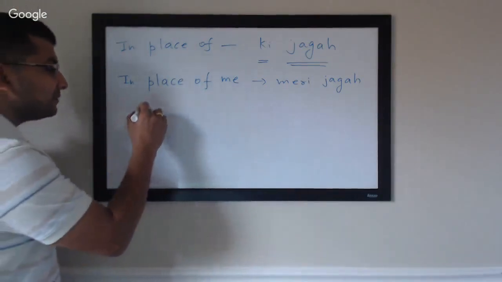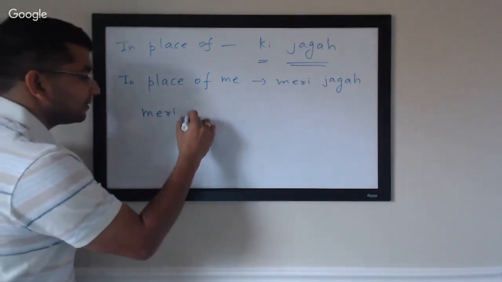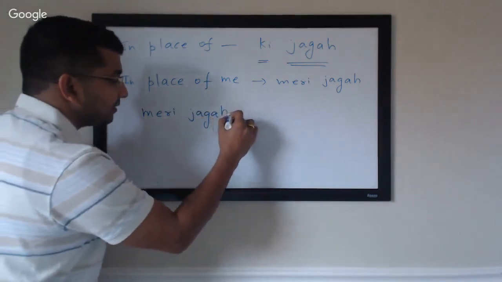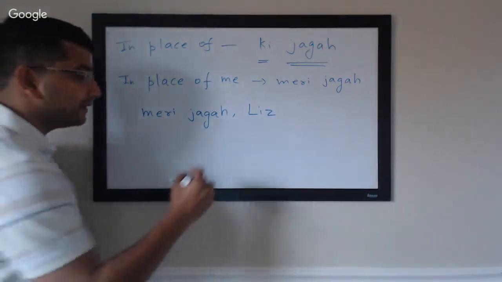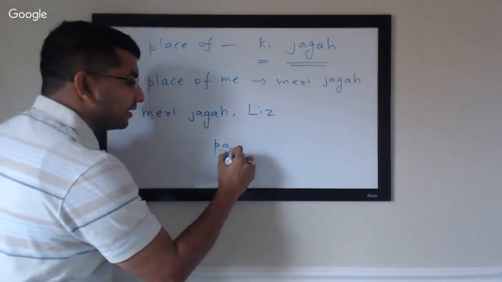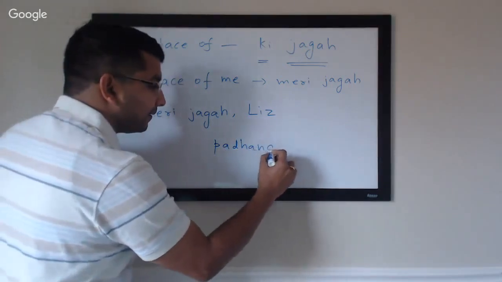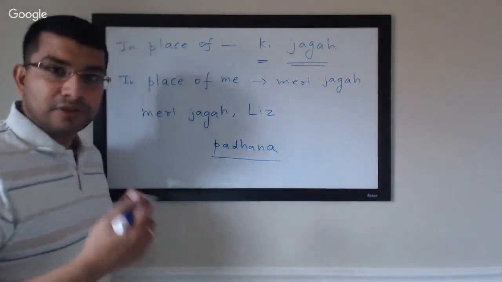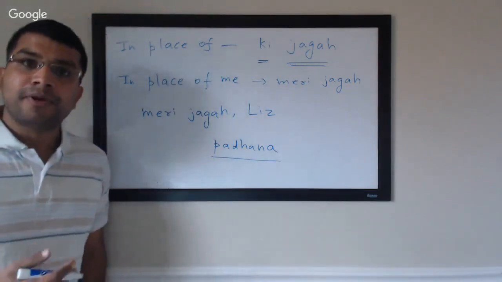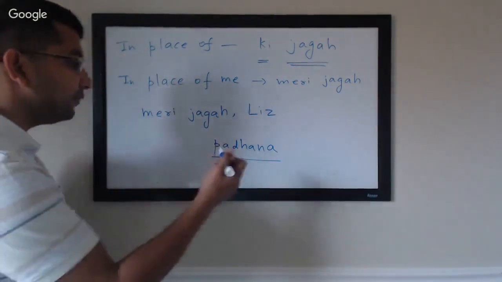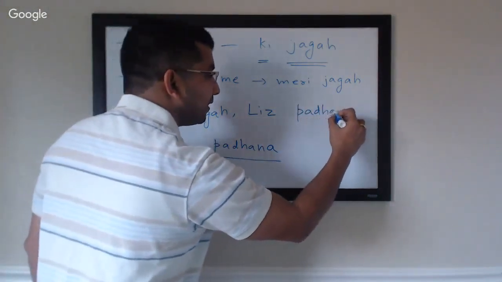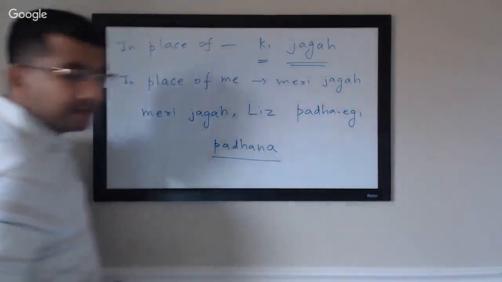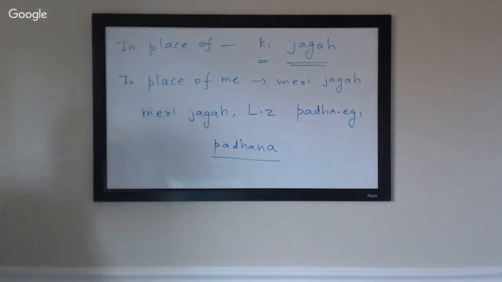So the sentence is मेरी जगह Liz, and I say will teach, so that's future indefinite, right? So to teach is पढ़ाना. To learn or to study is पढ़ना, but to teach someone is पढ़ाना. So in future indefinite, मेरी जगह Liz पढ़ाएगी.